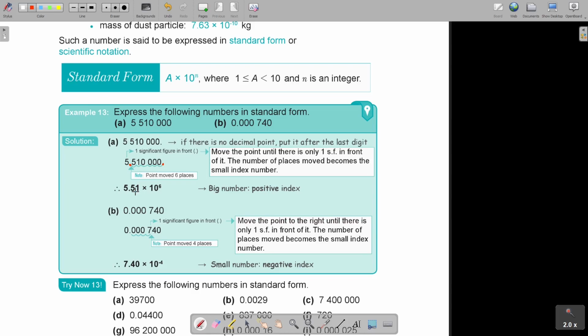And now this one will be 1, 2, 3, 4. But now it was a small number. That's why it's a negative index. So it's 7.40. I'll show you now why you write the 0. Multiply 10 to the power negative 4 because you moved 4. Because it's three significant figures, you must put 1, 2, 3, you put that 0. Okay, that's enough. Let's go back to the question paper.